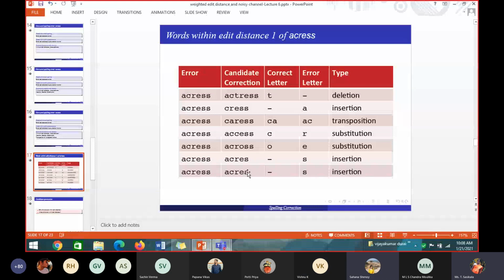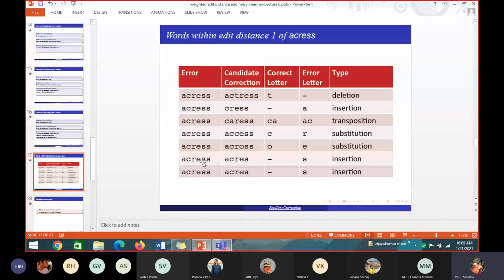Very good. There are two S's. Either insertion happens after E or after S. So there are two ways I can do it. Insertion happens at two points, either after E or after S. They may have different probabilities. After E, it will have one probability. After S insertion, it will have another probability. So I have taken both into consideration.